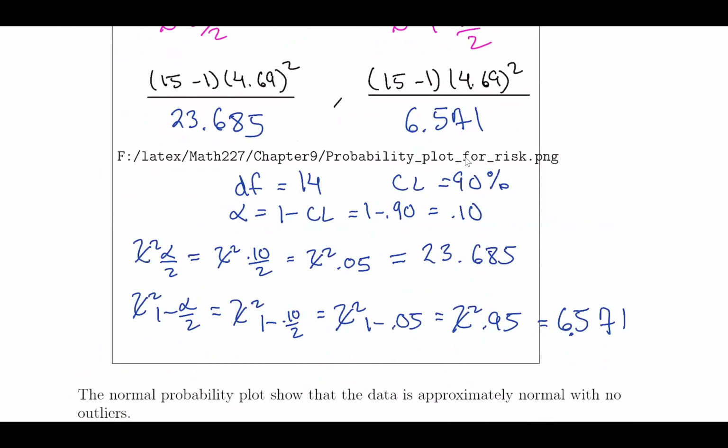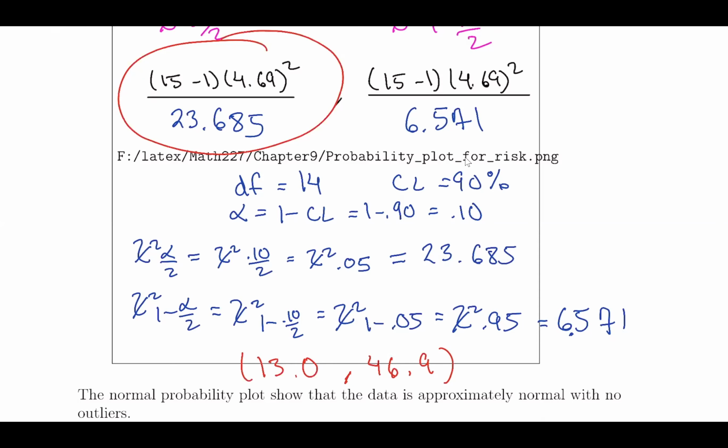All right, so if you do the first one right now, you should get 13.0. Then if you do the second one, you should get 46.9. And that's how you get the confidence interval for variance.